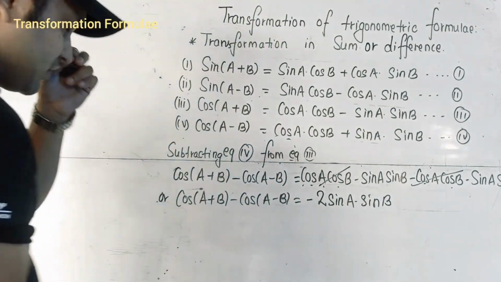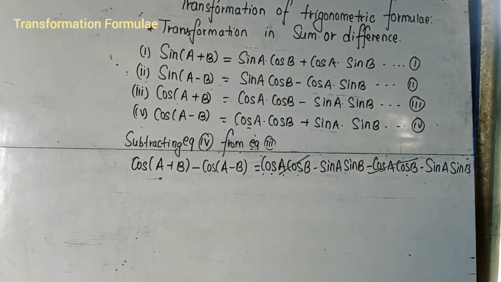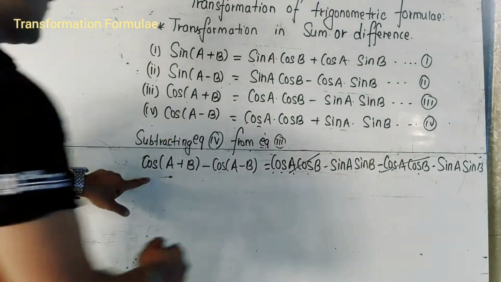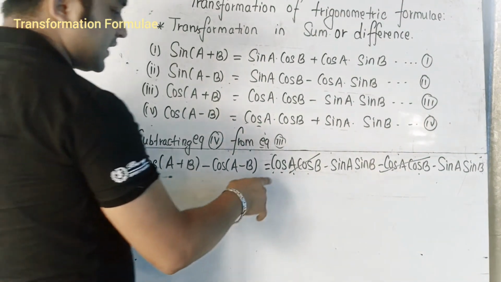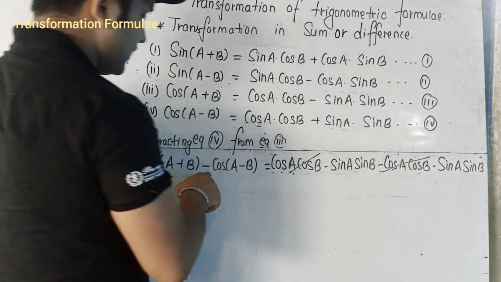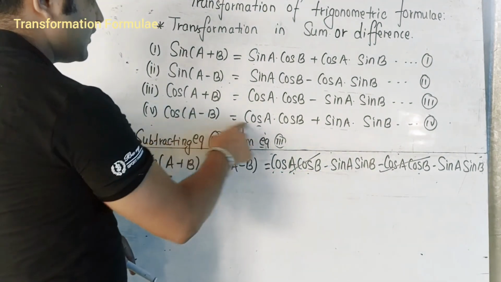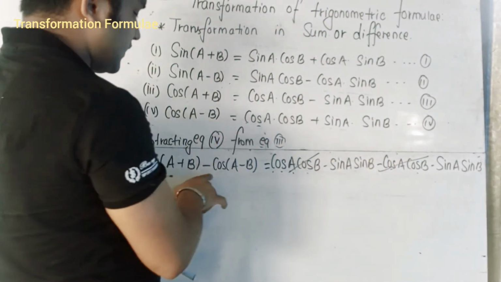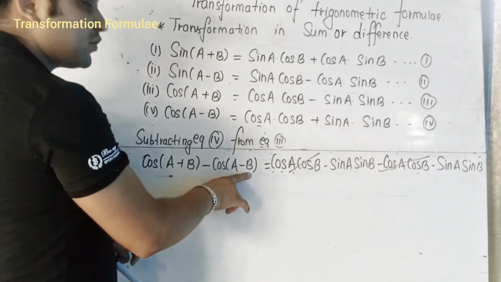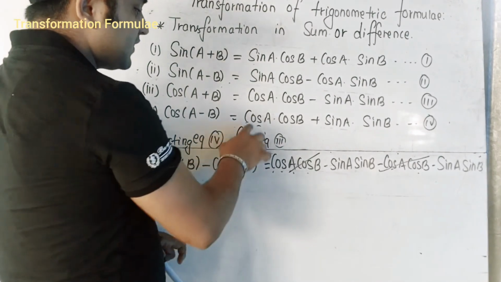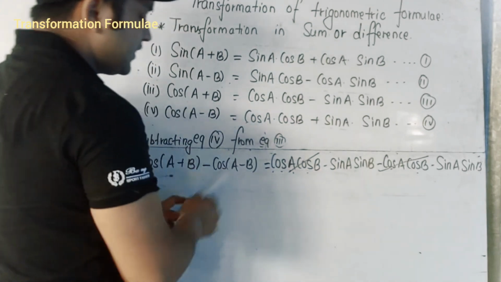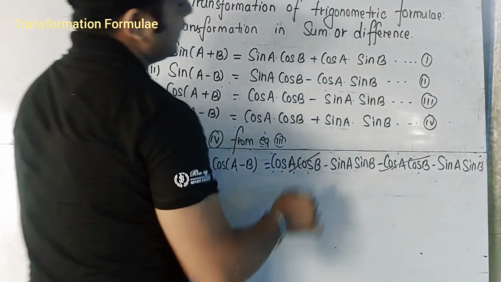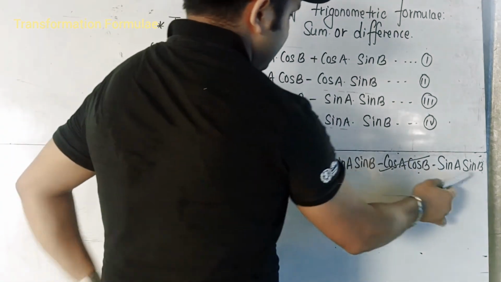Let me talk on this again. So this is cos(A+B) minus cos(A-B). The formula of cos(A+B) is cos A into cos B minus sin A into sin B, minus the formula of cos(A-B), which is cos A into cos B plus sin A into sin B. But when you subtract it, the sign gets changed. I repeat one more time, you have minus cos A into cos B, so the signs for these terms get changed. You have cos A into cos B plus here, cos A into cos B minus here. You have plus sin A into sin B here, you will have minus sin A into sin B.